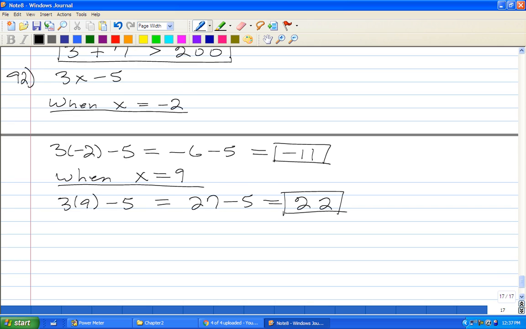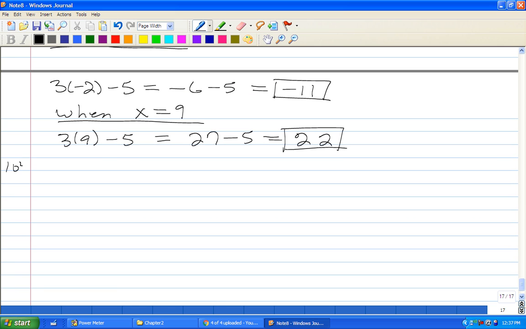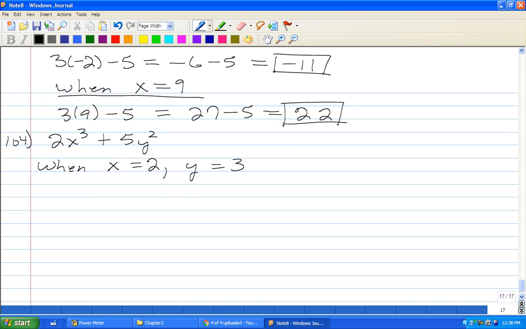Lastly, let me do, let's say, problem 104, 2x cubed plus 5y squared. In exercises 99 through 104, evaluate the expression for the indicated values of the variable. And so when x equal 2 and when y is equal to 3. And so let's evaluate this when x is 2 and when y is 3.